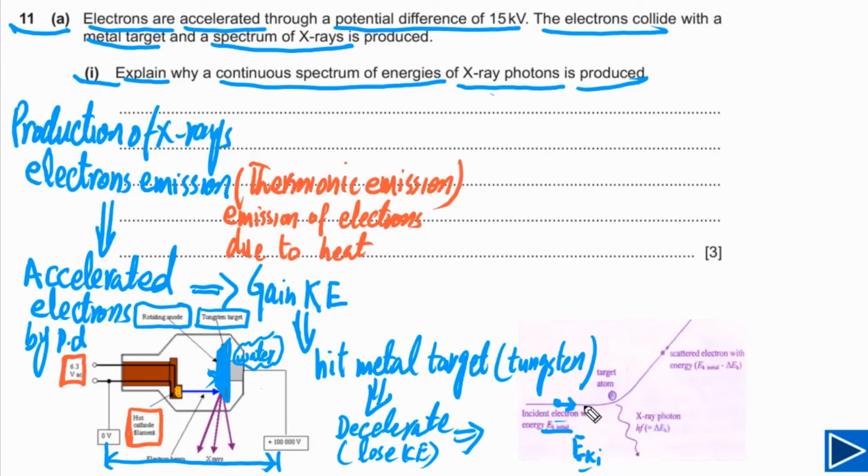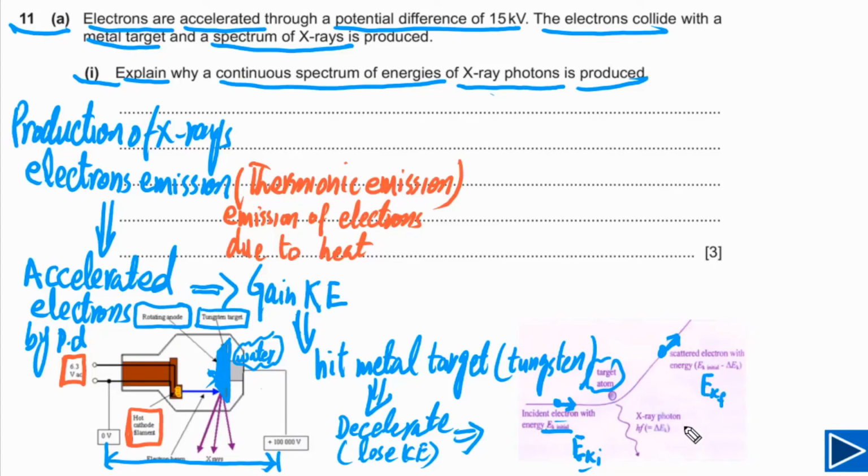And when it approaches closer to the tungsten atom, this electron will decelerate because there is an attraction between electron and nucleus. So this will decelerate. When it decelerates, it will lose kinetic energy, and that energy becomes the energy of an X-ray photon. So after this, the energy of the electron has decreased. This is the final kinetic energy of the electron.